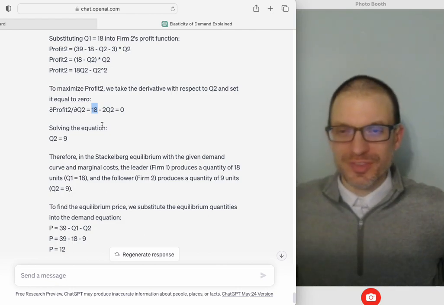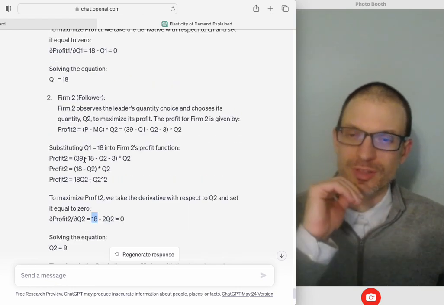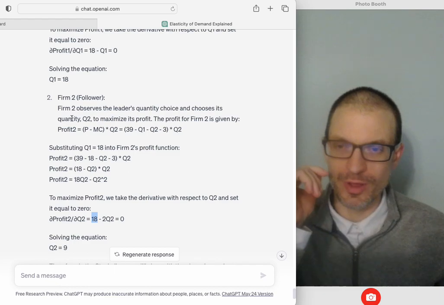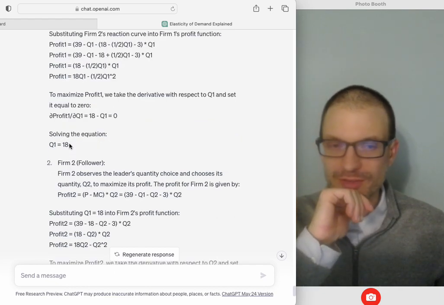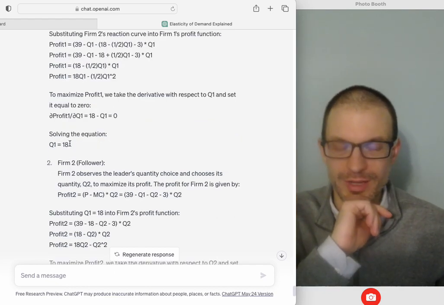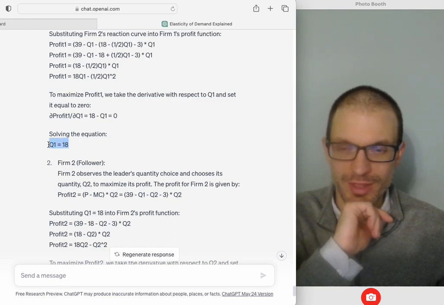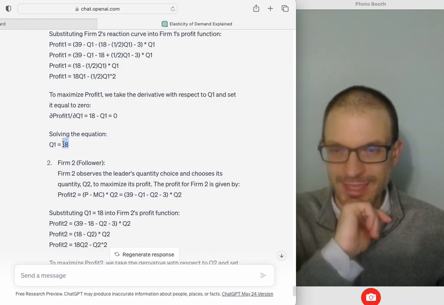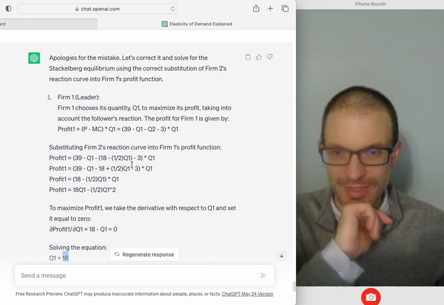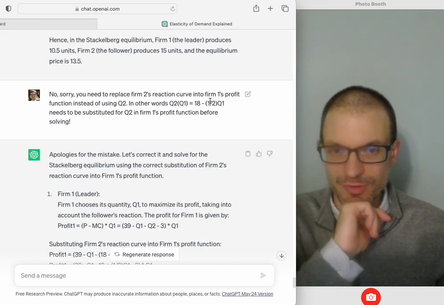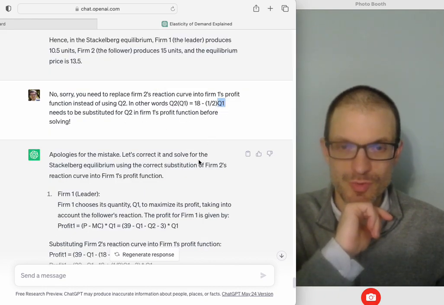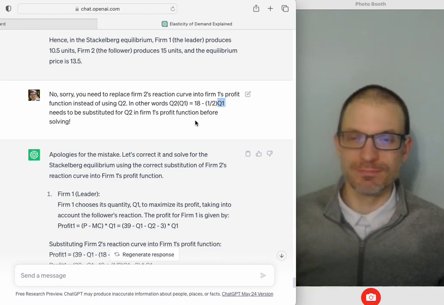So the way that we'd solve the Stackelberg problem, this is really kind of going out of our way at this point. Really, all you need to do to find the Stackelberg follower's quantity, and the only way that I'd ever do it, and the other way that I'd ever teach it, is you take 18, you drop this into the Stackelberg follower's reaction curve. So it'll be 1/2 times 18 is 9, 18 minus 9 is 9. That's how we do it.